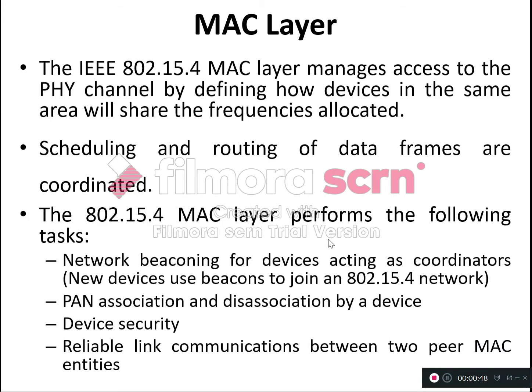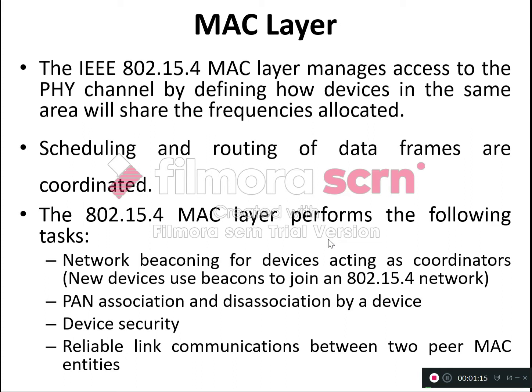The 802.15.4 MAC layer performs the following tasks. So let us see what are the tasks performed by it. The MAC layer performs network beaconing for devices acting as coordinators. That means new devices use beacons to join an 802.15.4 network. So what is this beacon? Beacon means it will advertise that there is a network and a device can join.